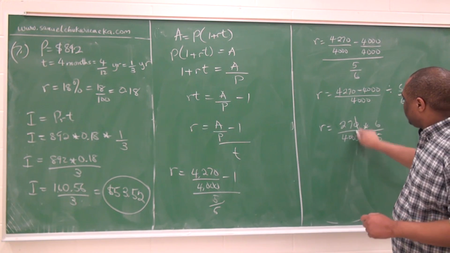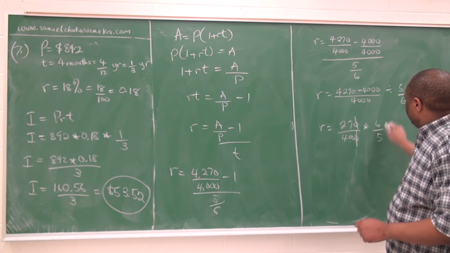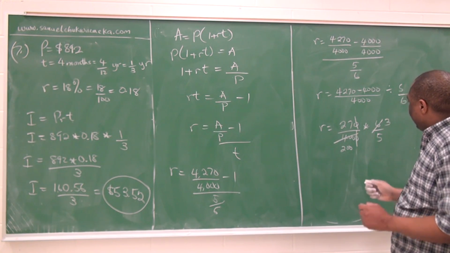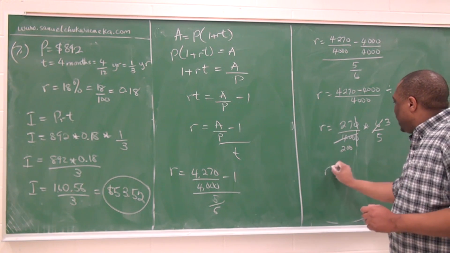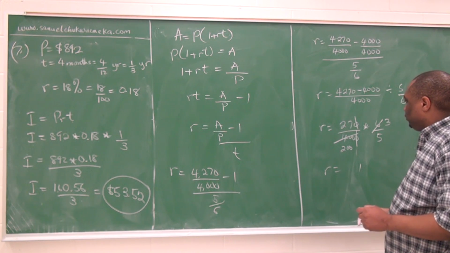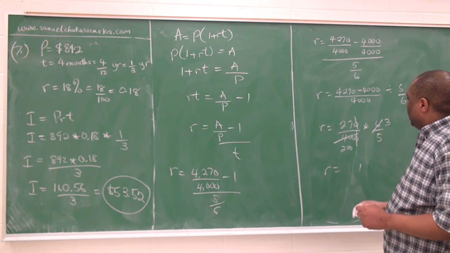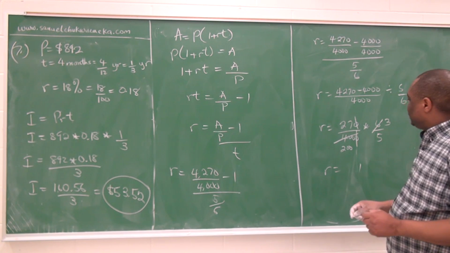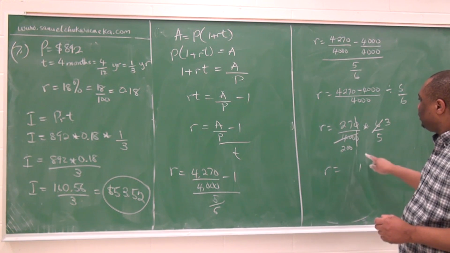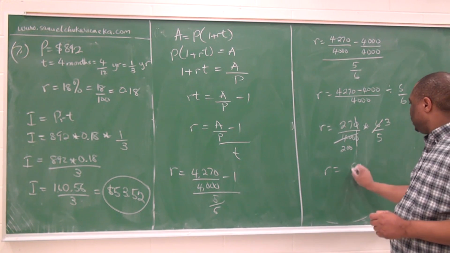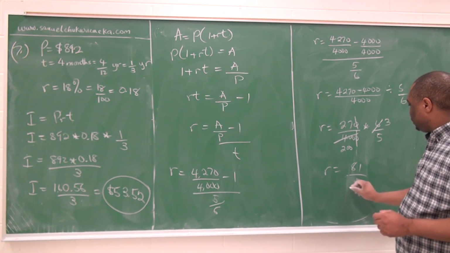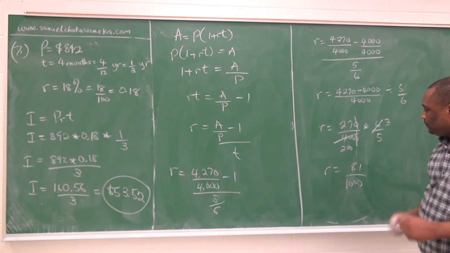Okay, 0 cross out 0. 2 can go into 6, 3 times. 2 goes into 200, right? So I have 1,000 here, which will be easier for me now. 3 times 7 is 21, 1 carry 2, 3 times 2 is 6 plus 2, 8. All over 1,000. 200 times 5 is 1,000, right?